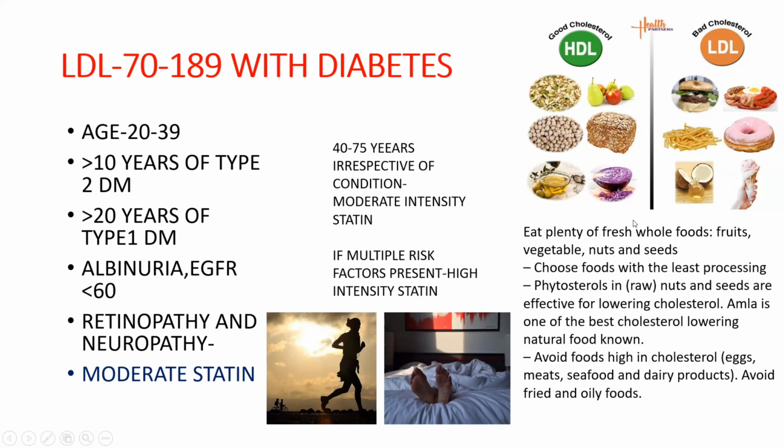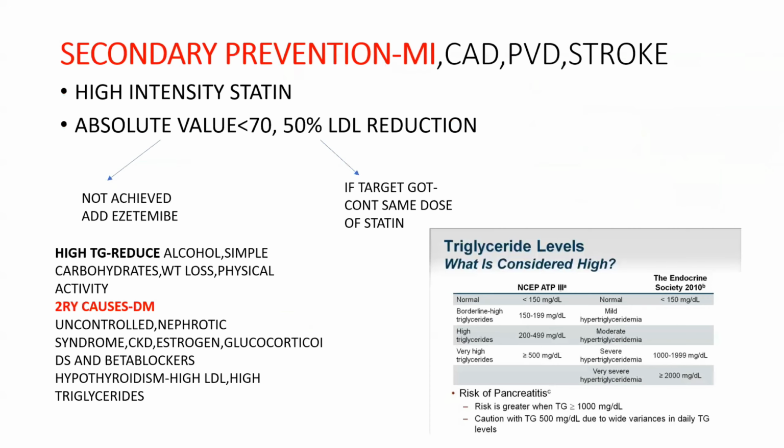Foods which are good for HDL cholesterol include plenty of fresh whole foods, fruits, vegetables, nuts, and seeds, and choose foods with the least processing. Phytosterols in raw nuts and seeds are effective for lowering cholesterol. Amla is one of the best cholesterol lowering natural foods known. Avoid foods high in cholesterol, eggs, meat, seafood, dairy products, and avoid fried and oily foods.